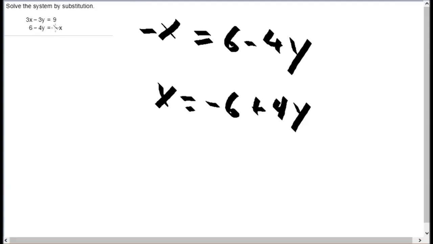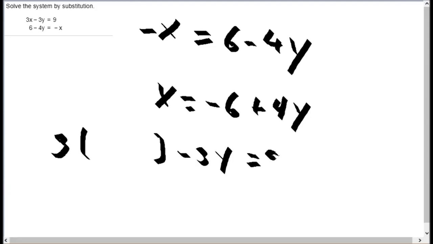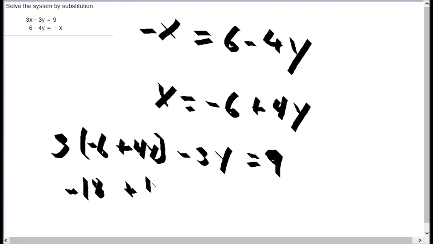Just move all the negatives over, and then what we have here is an equation 3x minus 3y is equal to 9. So I'm going to write that down here as 3x, minus 3y is equal to 9. Of course, this is x, so inside here we can write our little minus 6 plus 4y, and all we have to do is multiply it all out. So we'll get negative 18 plus 12y minus 3y is equal to 9.